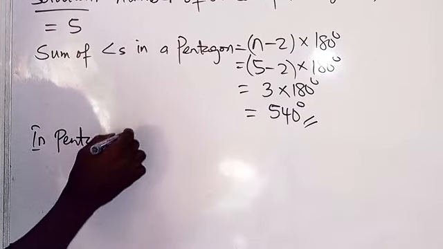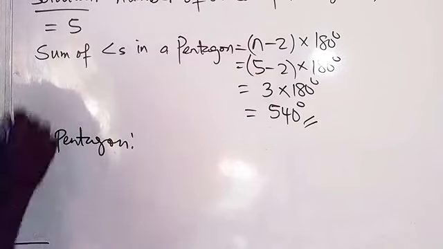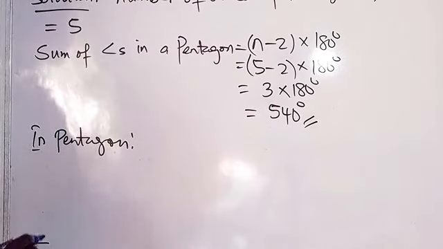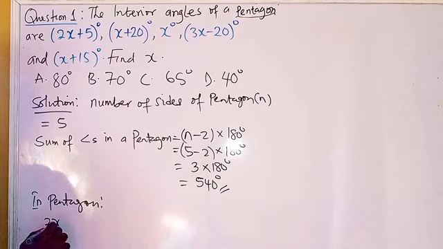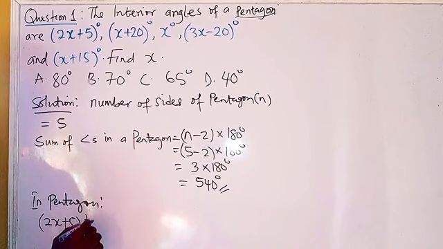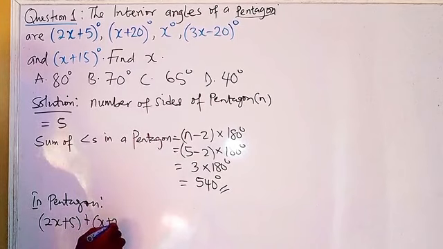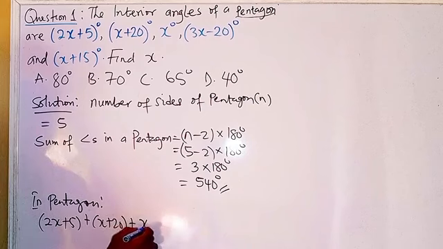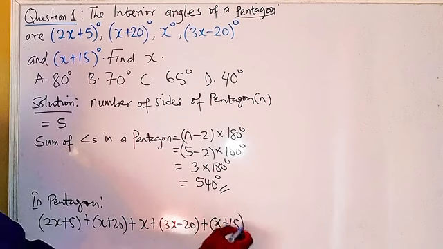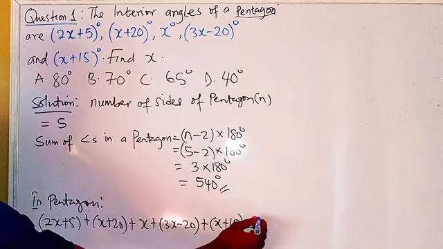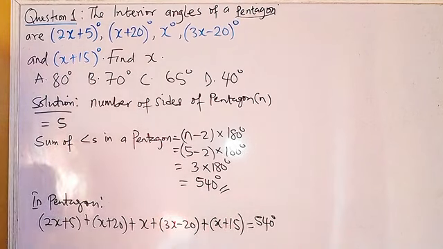In the pentagon, let's pick the angles one after the other. So let's have 2x plus 5, plus the next one, x plus 20. The next one is x. The next one is 3x minus 20. The next one is x plus 15, right? Then everything must give us 540 degrees.